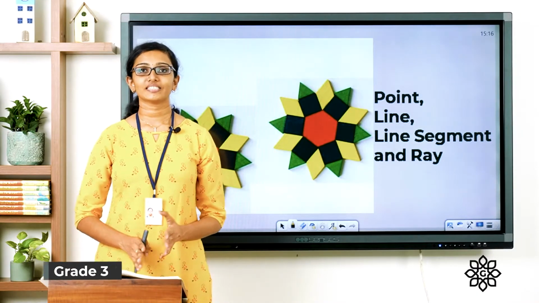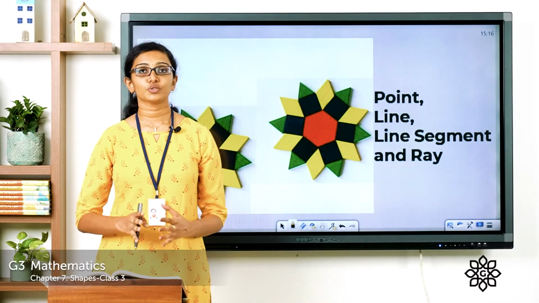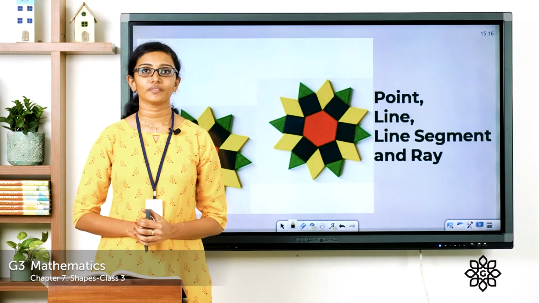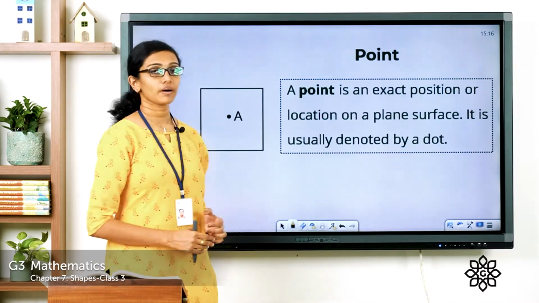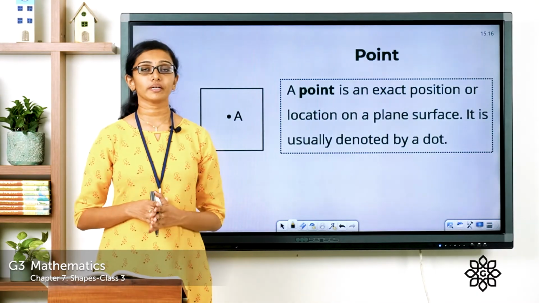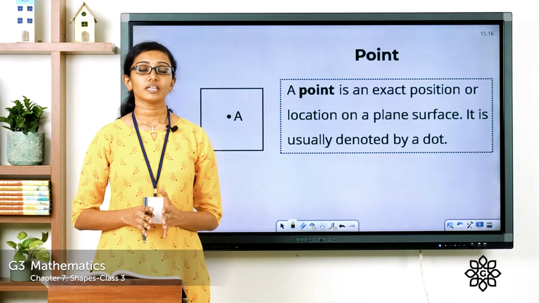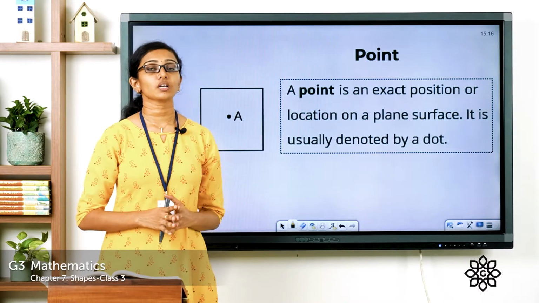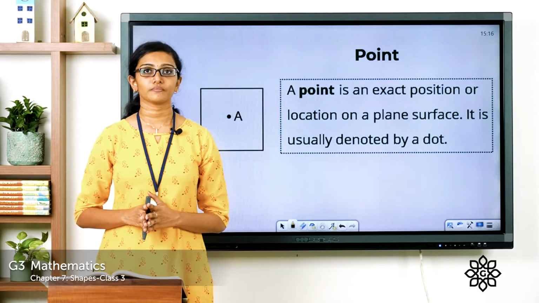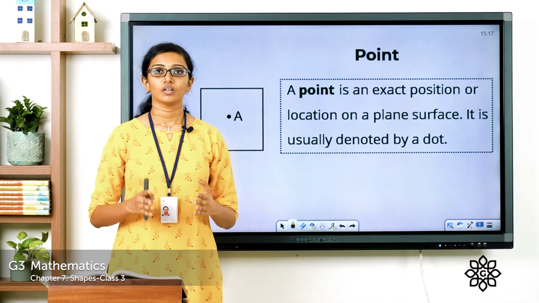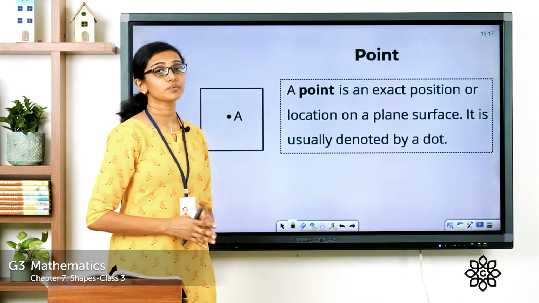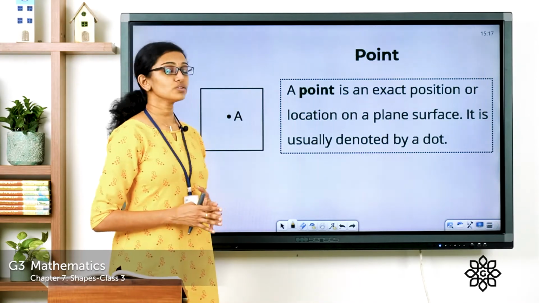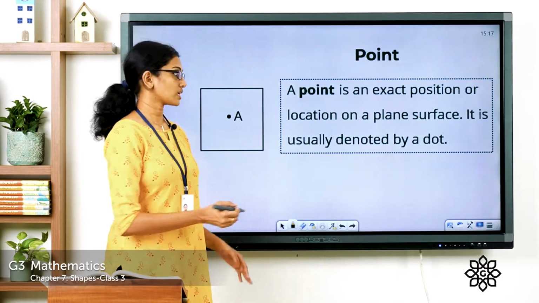Today, let's learn some very basic concepts which will help you to learn and understand shapes better. So the first thing is about a point. What do you mean by a point? See, when you point at something, you're showing the exact location or position of something, right? So a point is an exact position or location on a plane surface, and it is usually denoted by a dot like this.